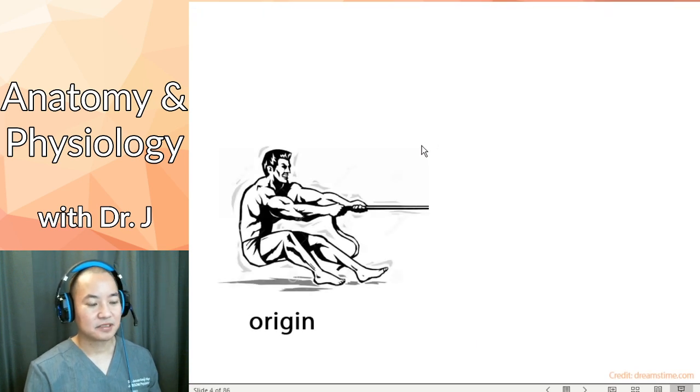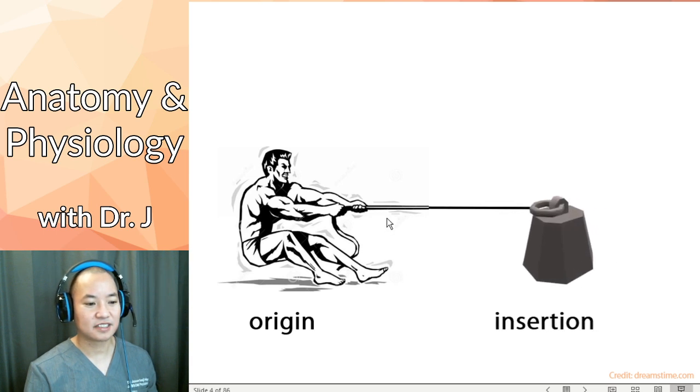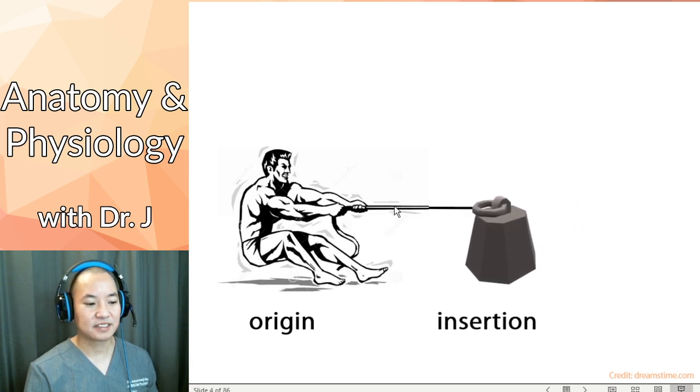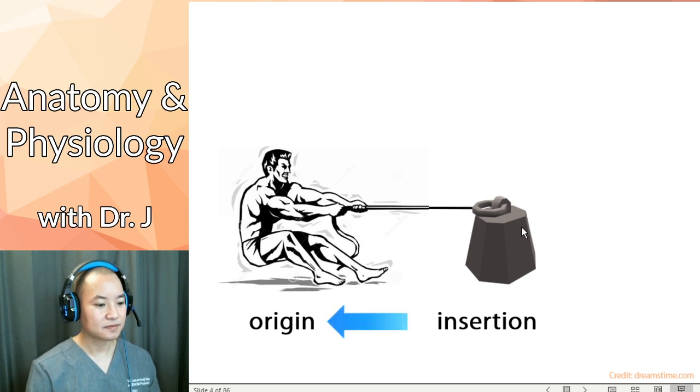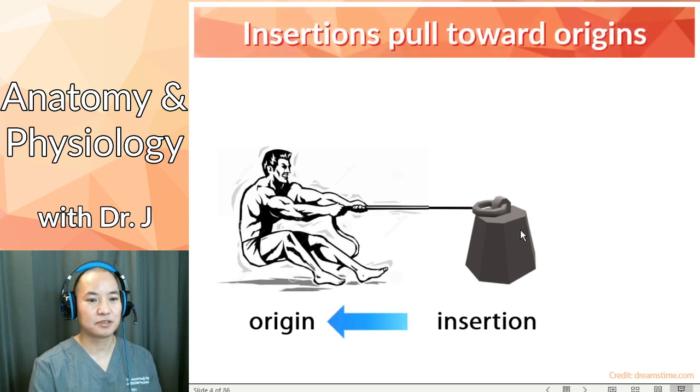Now, here's an example. So again, the origin is trying to stay in place, and here's the insertion. And if this is the muscle contracting, notice that the insertion is moving toward the origin. Now, insertions pull toward origins. That is a law of muscles. Again, it's not just randomly saying, okay, this is the origin, this is the insertion. So this is an important concept, that the origin is the anchor and the insertion is being pulled toward the origin.